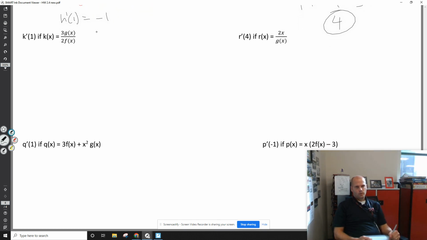Oh man, 3g of x over 2f of x. It's a quotient. Since it's a quotient, I'm going to leave out constants. If you wrote this as 3/2 times g over f, this will be easier to do and then calculate. Because we can just leave out the 3/2, multiply by this derivative. Derivative of the top times the bottom, minus the derivative of the bottom times the top, all over the bottom squared.